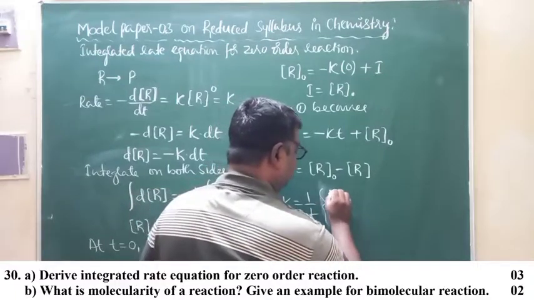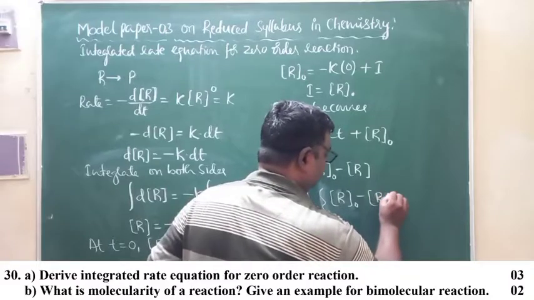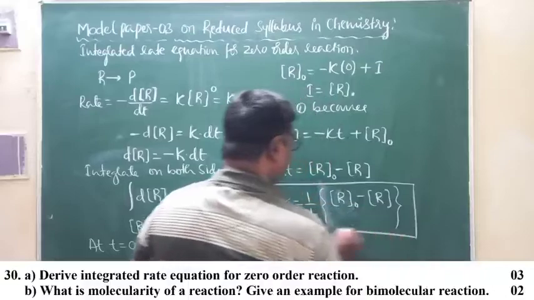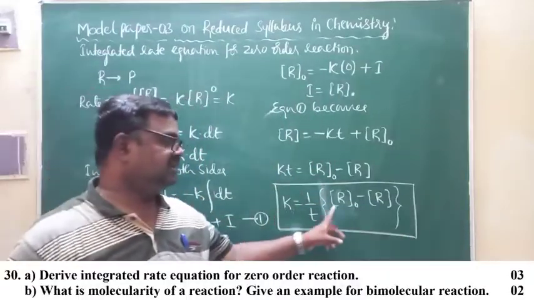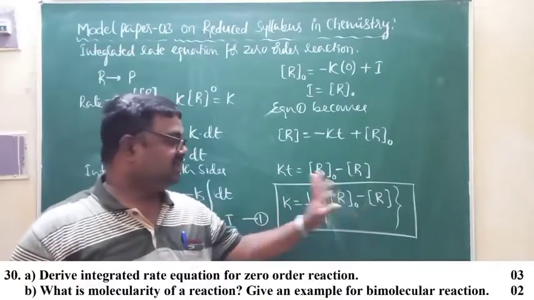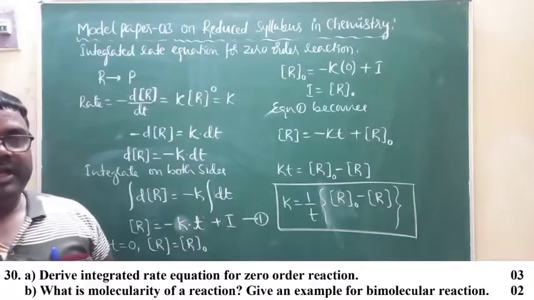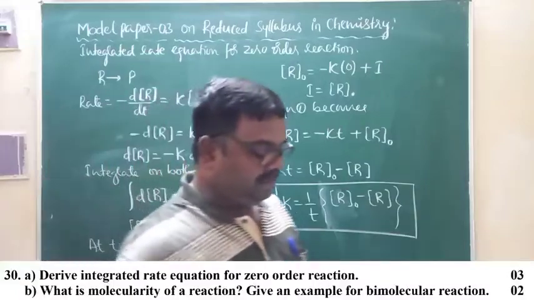r naught minus, yes, it is r. This is what we call the expression for zero order reaction. Integrated rate equation for the zero order reaction. Expression for rate constant for a zero order reaction. So this is the derivation. This carries 3 marks, and just practice this. Very simple it is. You can easily get 3 marks from this.